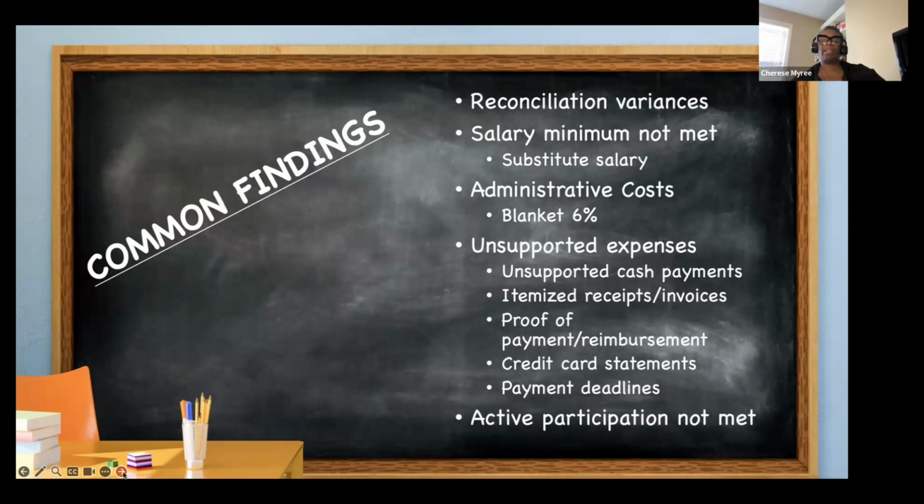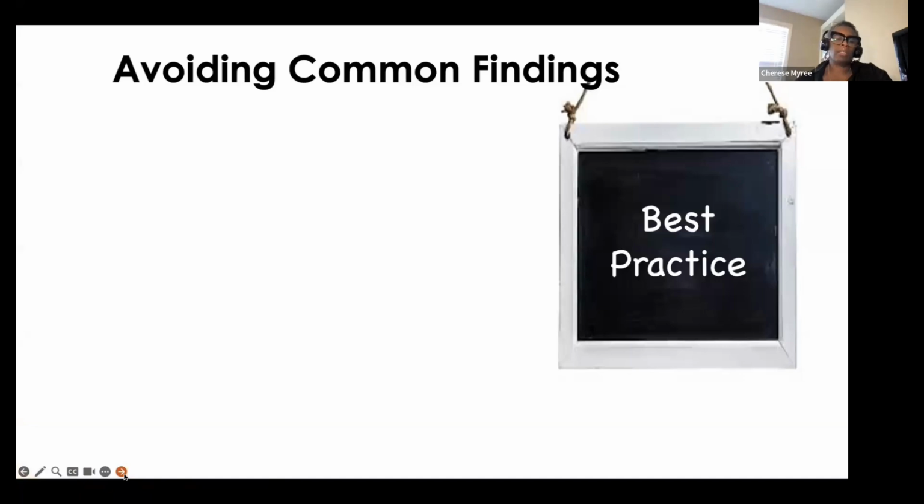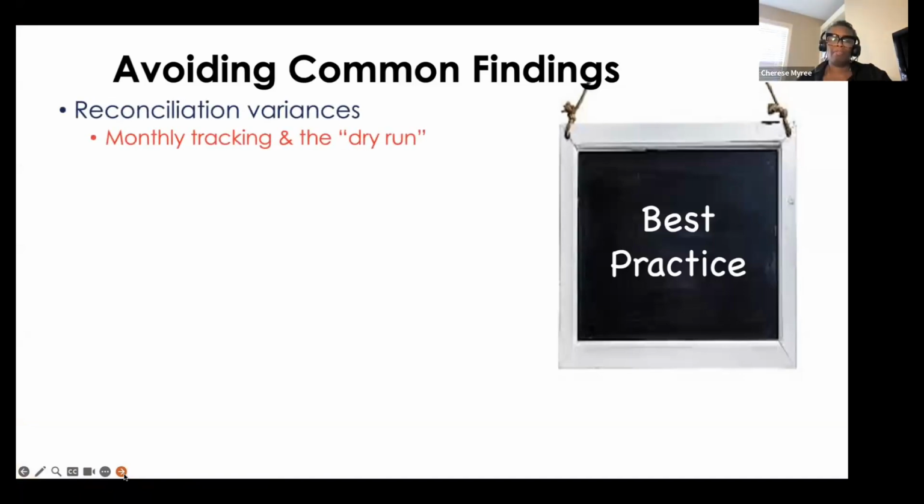Another common finding is active participation not met. If you don't document interventions with families to show how you are trying to encourage and support them to be in attendance for pre-K, you're not supporting active participation, and that can be a record keeping finding. So here are some common things you can do to avoid these common findings.